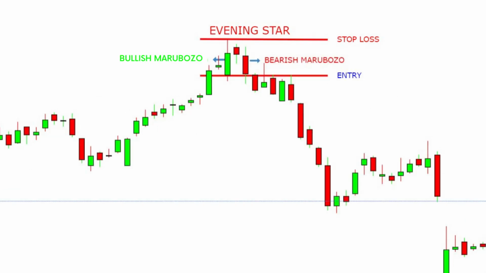In this chart, stock was in a strong uptrend. Then a bullish Marubozu candlestick was formed. Then next candlestick Doji star was formed, and very next candlestick bearish Marubozu was formed, and evening star pattern formation was completed. Then breakdown, and evening star did the job.